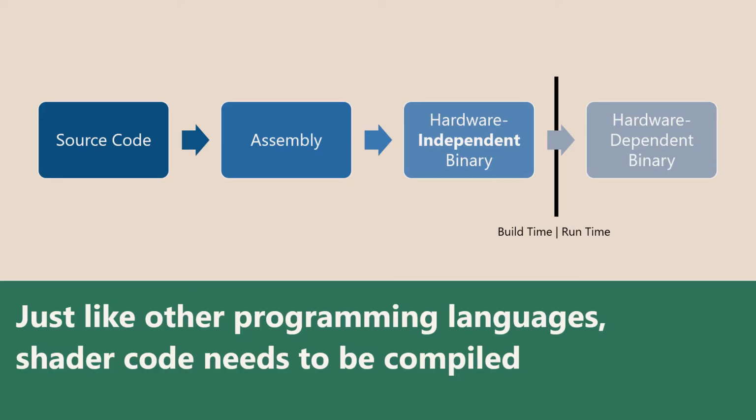Just like other programming languages, shader code needs to be compiled. And most graphics APIs do this in a few steps, with all but the last step occurring at runtime, with the caveat that OpenGL still does all steps at runtime. But you start with source code, which gets turned into assembly, which then gets turned into a hardware-independent binary. This is all at compile time. And then at runtime, that hardware-independent binary gets turned into a hardware-dependent binary.